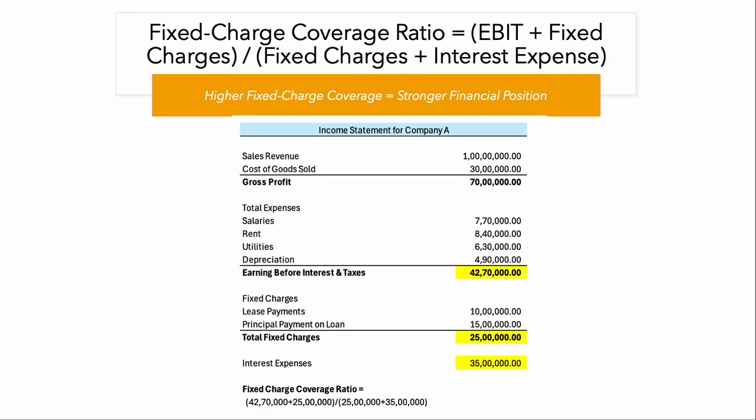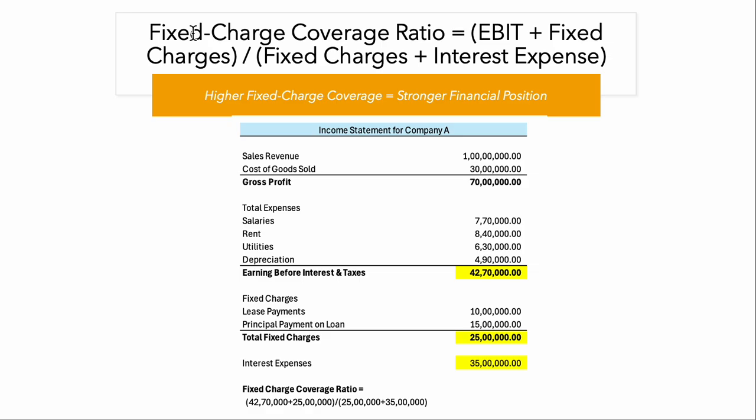Finally, let's look at the fixed charge coverage ratio. This ratio extends the concept of interest coverage by including other fixed obligations such as lease payments to give a broader view of the company's ability to meet fixed expenses.